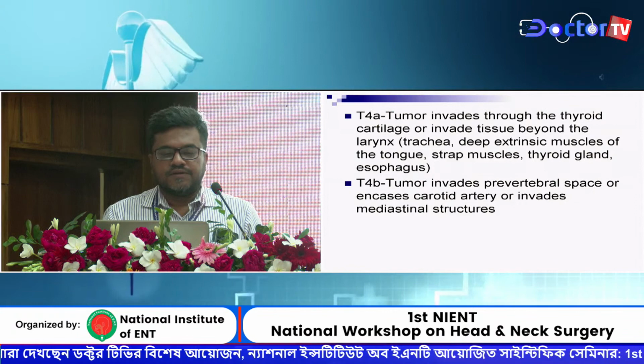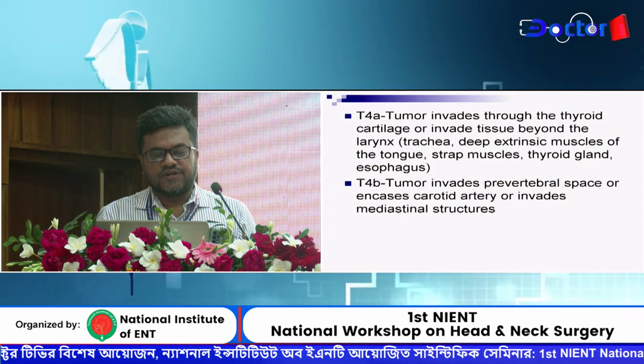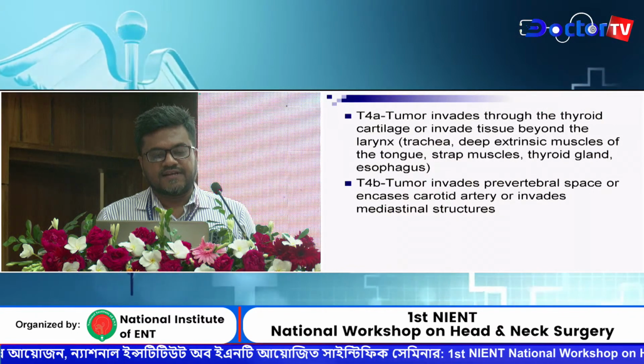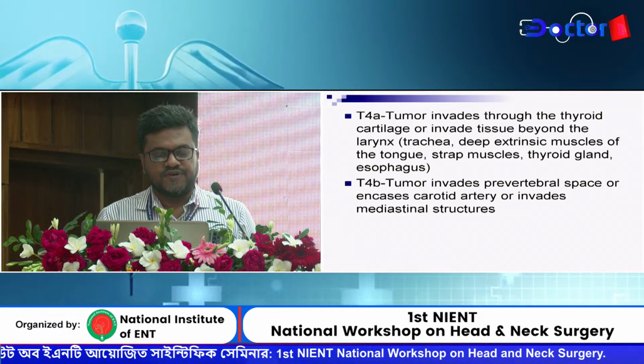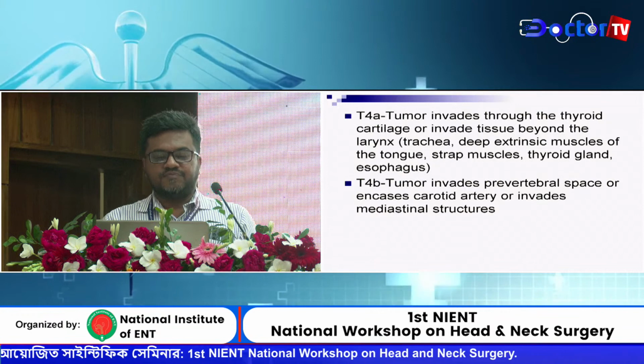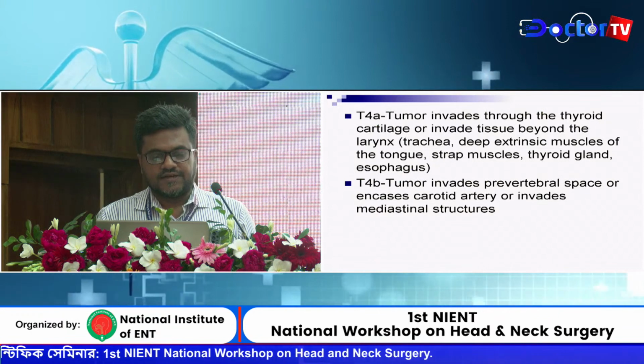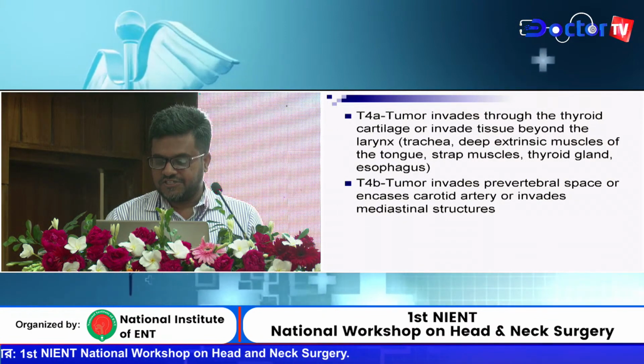T4a: tumor invades through the thyroid cartilage or invades tissue beyond the larynx, such as the trachea, deep intrinsic muscles of the tongue, strap muscle, thyroid gland, and esophagus. And T4b: tumor invades the prevertebral space, encases the carotid artery, or invades mediastinal structures.